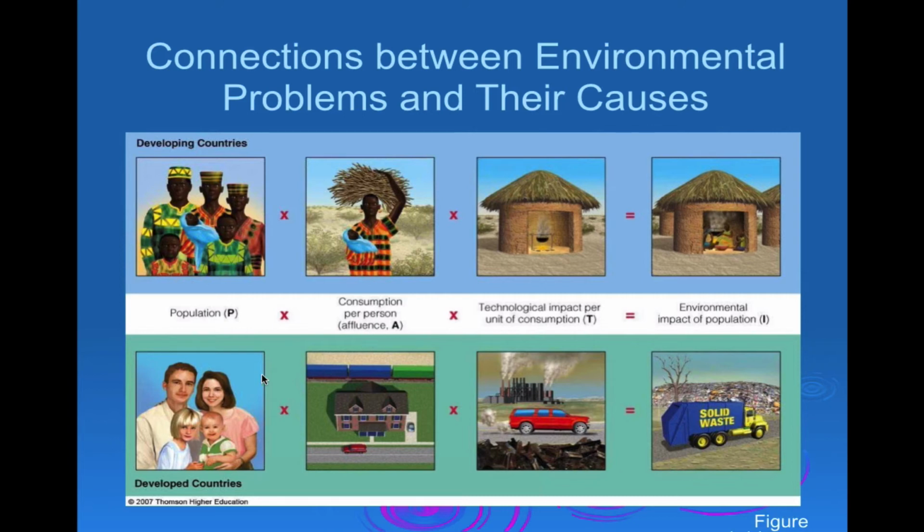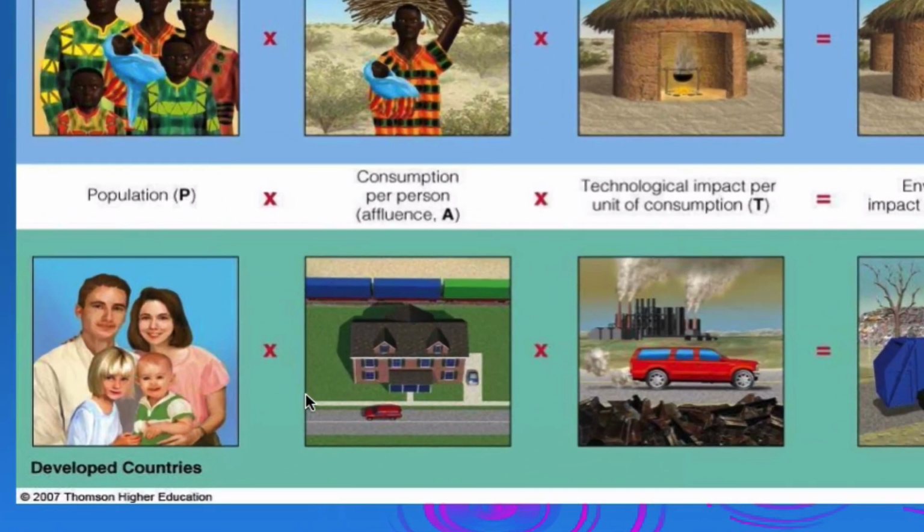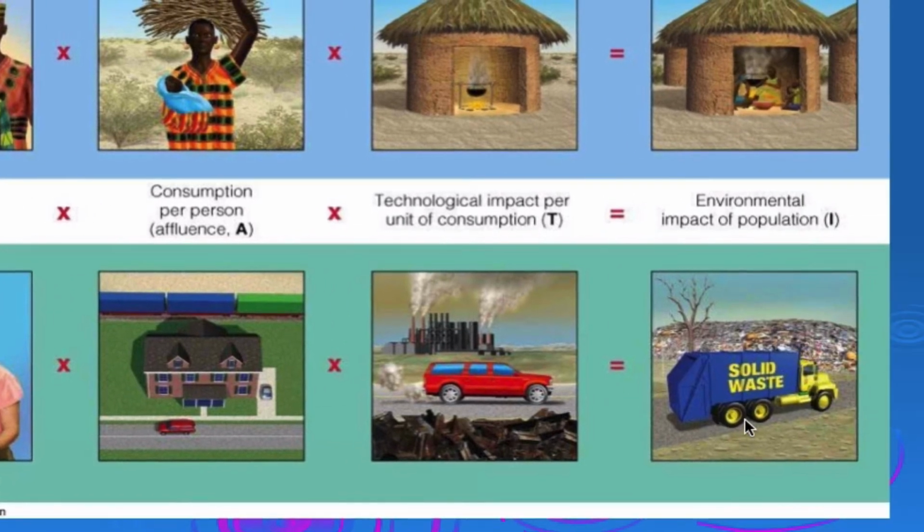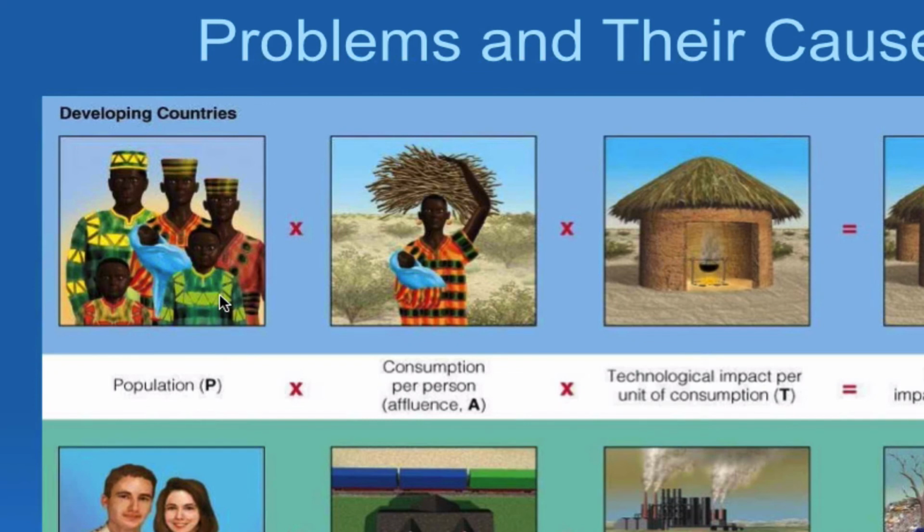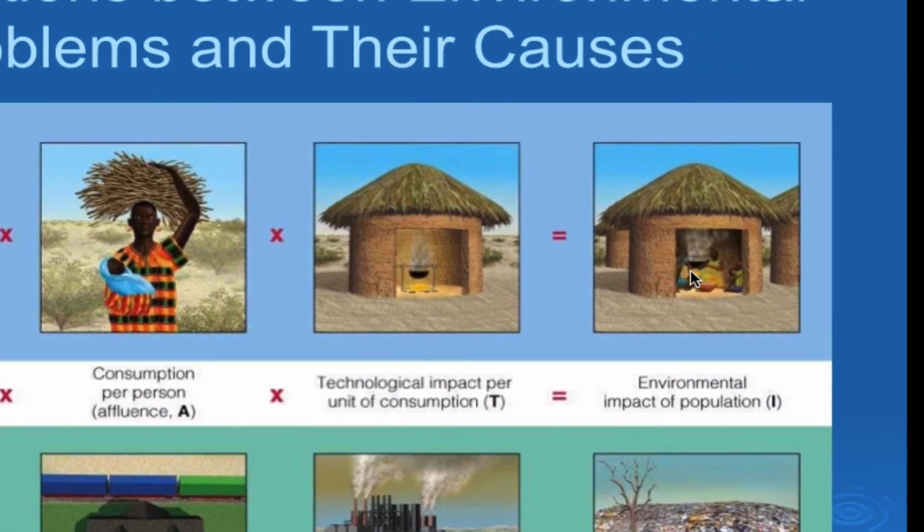So we have developed countries right here. They consume more per person, and the technology we have also has more impact, and then the impact it has on our population, or the environmental impact, versus a developing country right here. They maybe have a little bit higher population per equal area. They don't consume as much. Their technology is less. So overall, their impact is less.